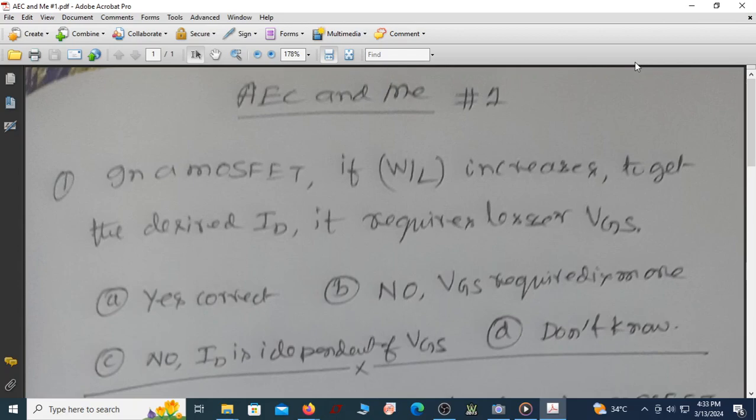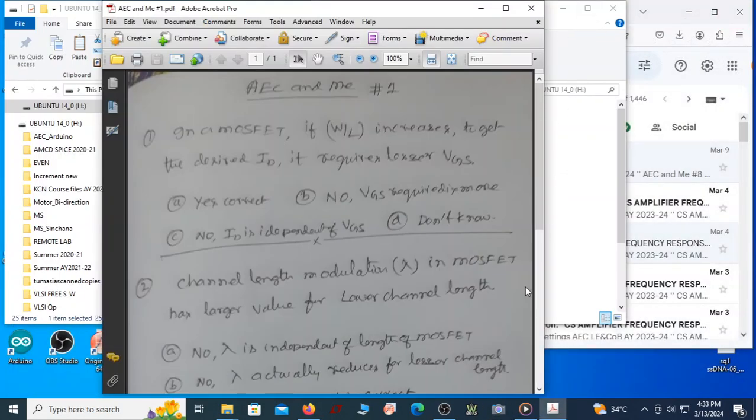In the first question of AEC and ME, it says that in a MOSFET, if W by L ratio increases, to get the desired current it requires lesser VGS. So what is this question? We have been given the options: yes, the statement is correct; no, VGS required is more; no, ID is independent of VGS; and the fourth answer is don't know. So let us see what we are looking for.